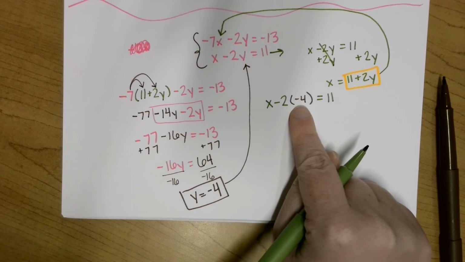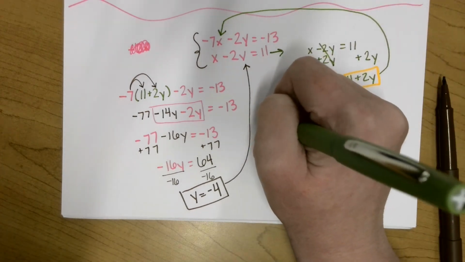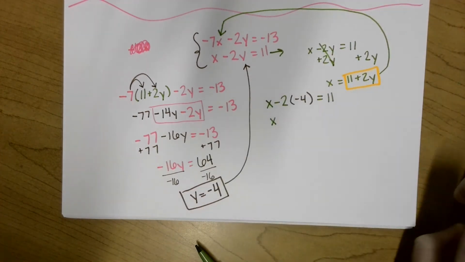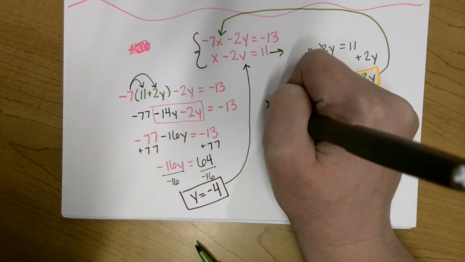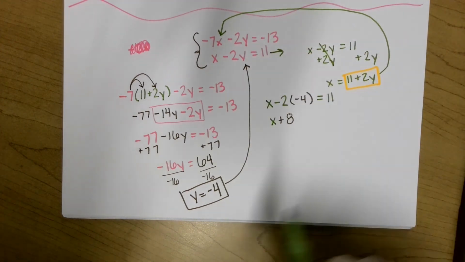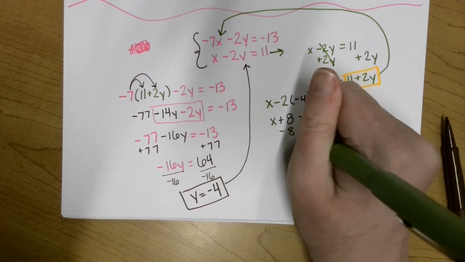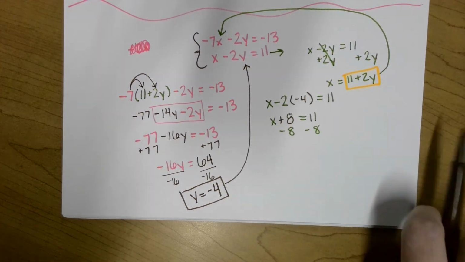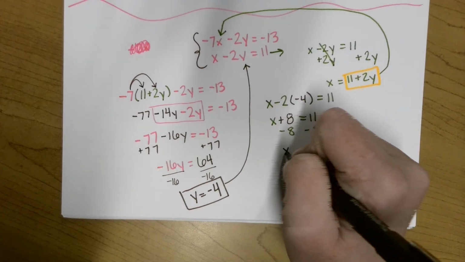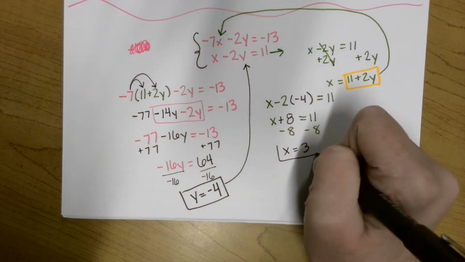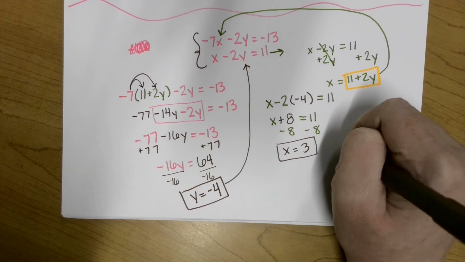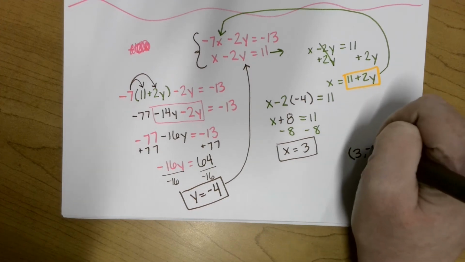So I'm going to multiply the -2 and the -4, and I'm going to get x plus 8 equals 11. And we'll subtract the 8 from each side, and we're going to end with x equals 3. So my final answer is 3, -4.